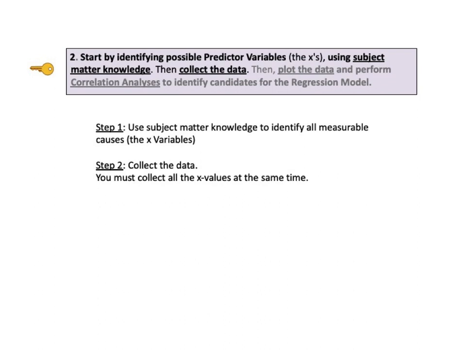It is important to get this right because once the data are collected, you can't go back and get additional data on additional x's. Step 2, next collect the data. For each subject, you must collect all the x values at the same time. You can't record someone's blood pressure today and then come back a month later to get their weight. This is why step 1 is so important.